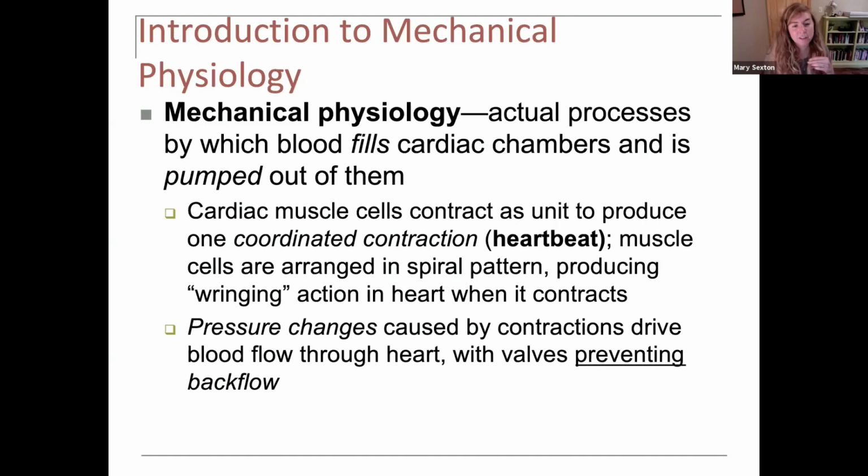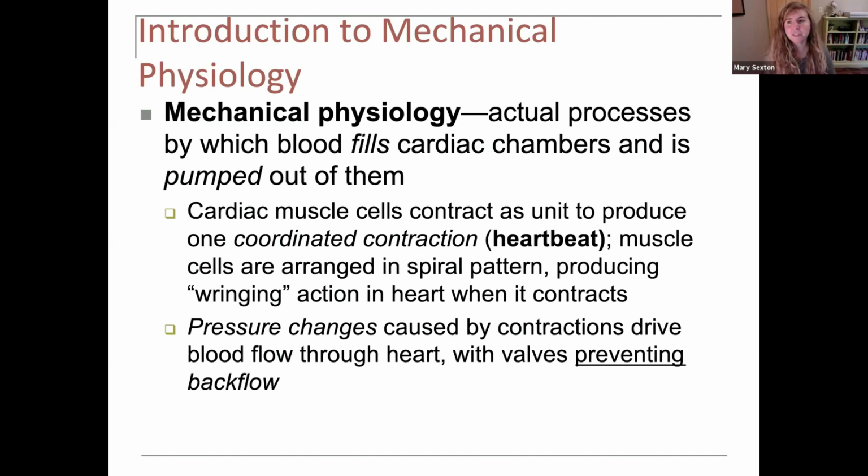And then your ventricles contract and they push blood out into the pulmonary trunk and aorta. And then as blood comes back and hits the closed pulmonary semilunar and aortic semilunar valves, it makes the second heart sound, S2, the dub, the lub dub.